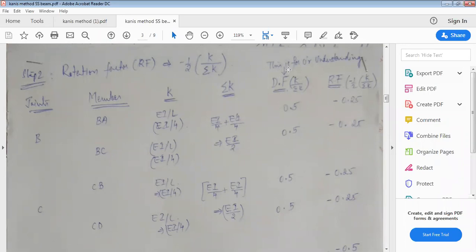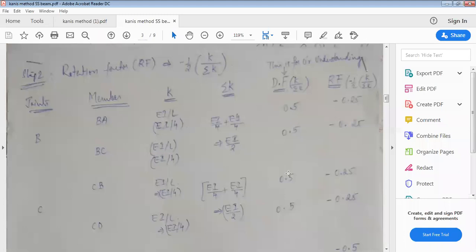This is only for your understanding. What you did last sem, I have given here. For Kani's method, it is not needed, but to remind you, I have calculated it and put this value here so that you can understand. Last sem we calculated distribution factors. Now we are calculating rotation factors. The rotation factor is nothing but minus half of k by summation of k. So here I will get minus 0.25 and minus 0.25. One more check: at any joint, the rotation factors should sum to minus 0.5. For the distribution factor, it will be 1, minus 0.5 plus 0.5.